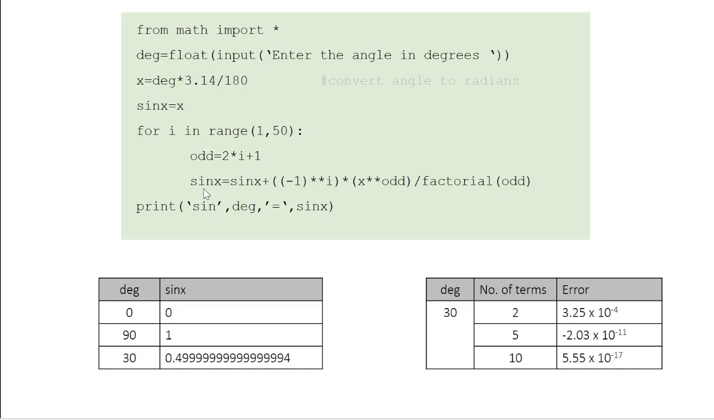Now you write the series sin x equal to sin x. You need to have alternate plus and minus terms, that is given by minus 1 to the power I, then x to the power odd divided by factorial odd. So instead of even in the previous case, you have odd here. After that you print the value.